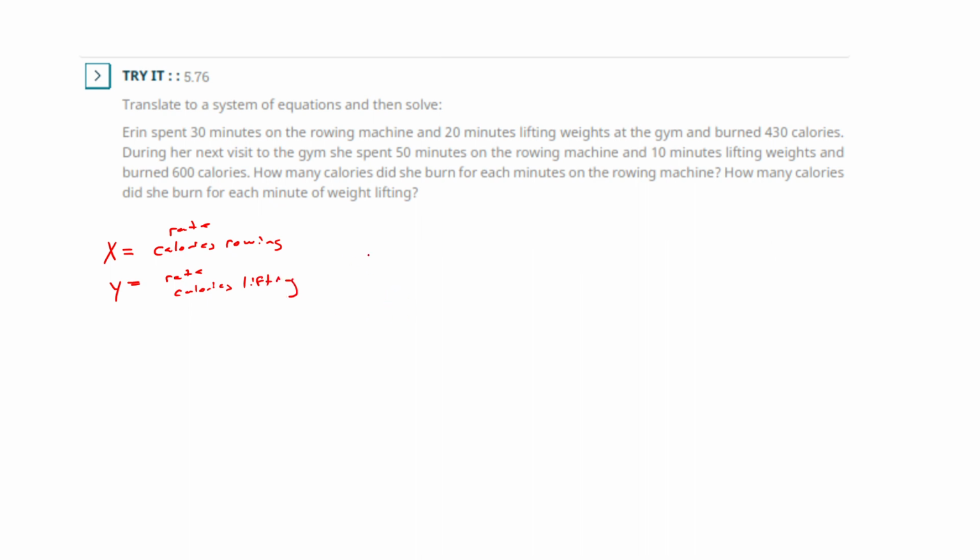Okay, so she's doing 30 minutes on the rowing machine, and that would be how many calories she burns. So 30 minutes at this rate, we've got 20 minutes at this rate equals a total of 430. Okay, the next time she's spending 50 minutes doing this, 10 minutes doing that. We get a total of 600. Now I hope you see that elimination would be the way to go here. And I'm going to run through a negative 2.